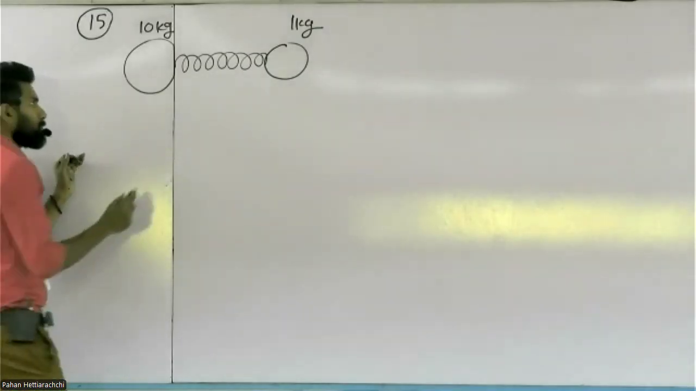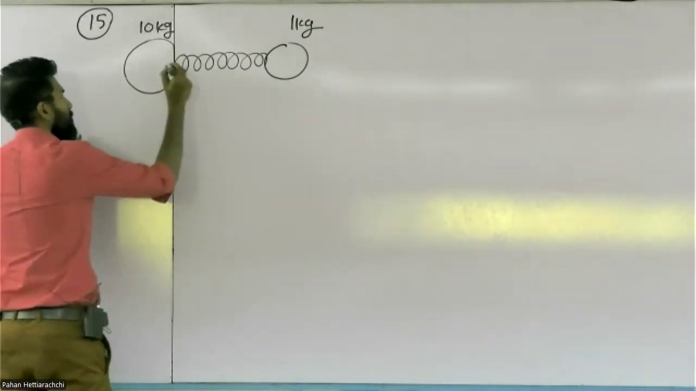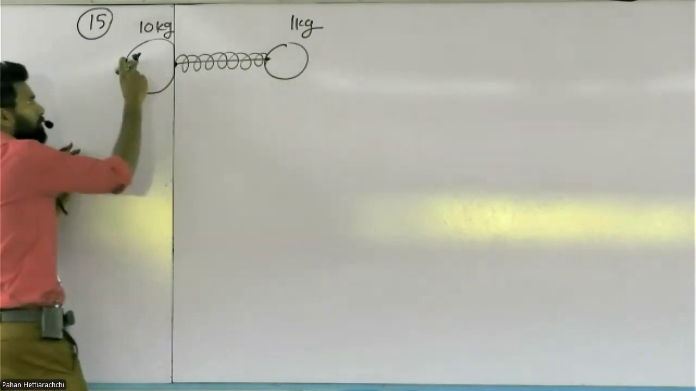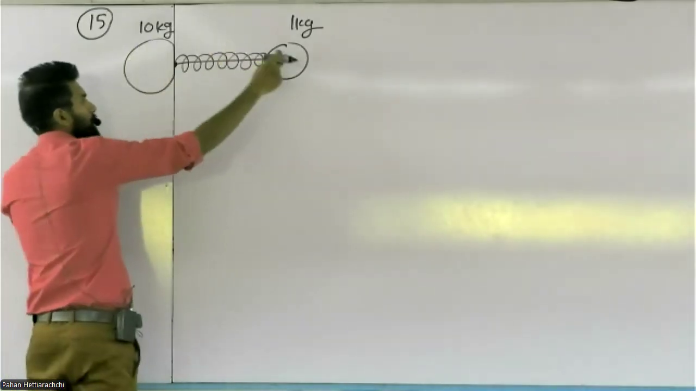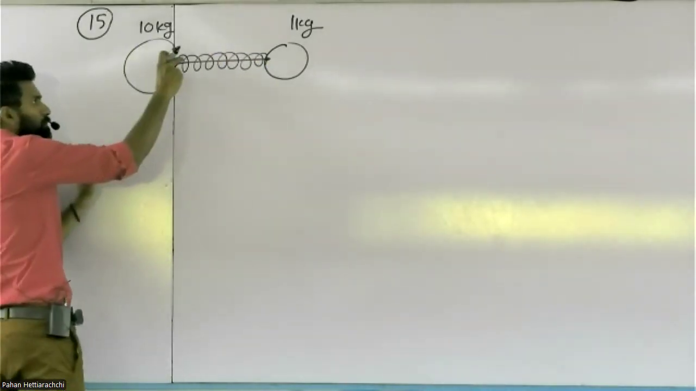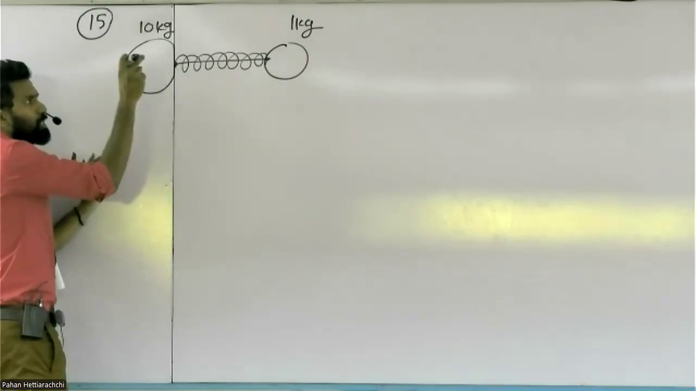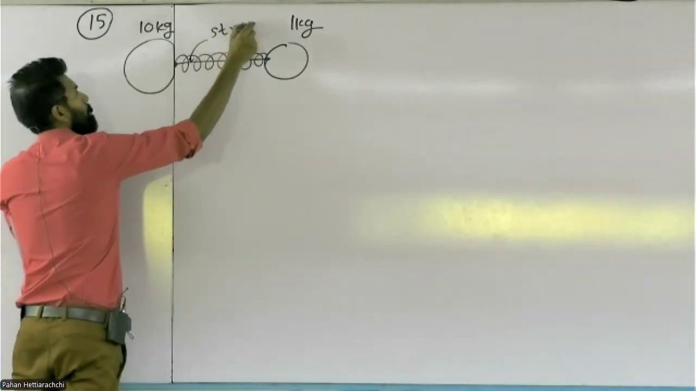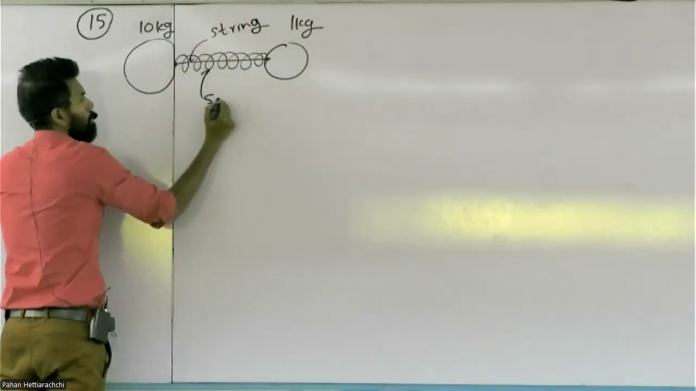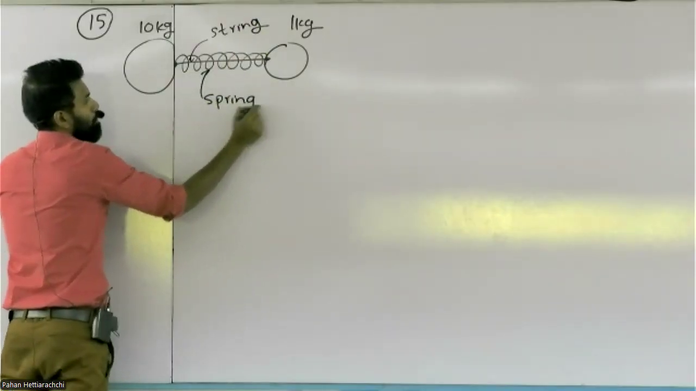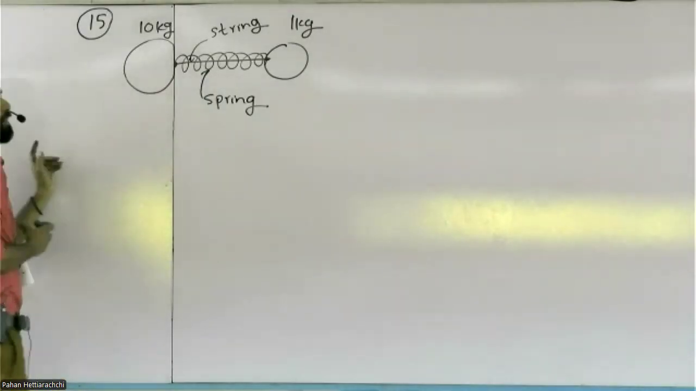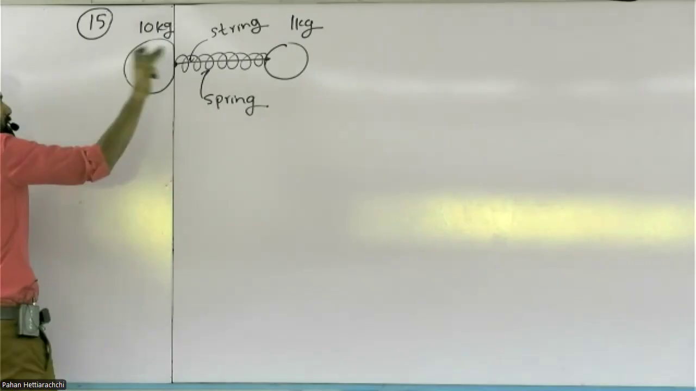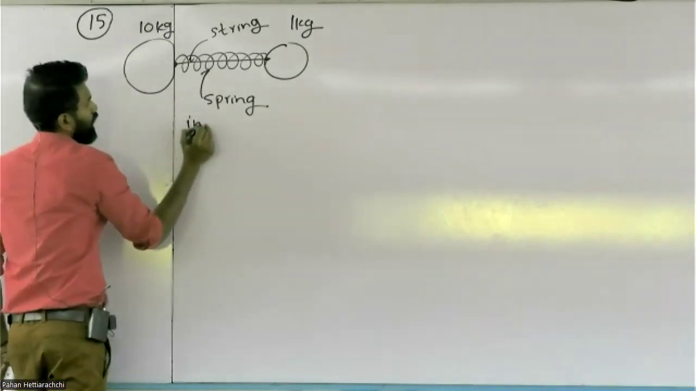Inside this spring, there's a string connecting them. So there are two masses, 10 kg and 1 kg, connected by a spring, and inside the spring there's a string. What will happen? This system is at rest, so the initial momentum is 0.